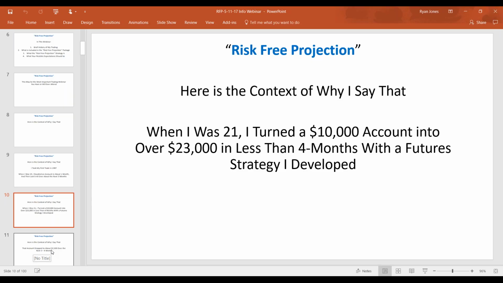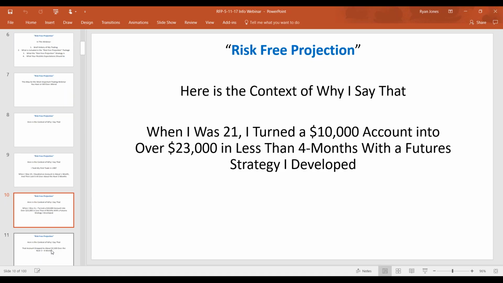So yeah, that's that. When I was 16, I went after it, and by the time I was 21, I had already had a tremendous amount of experience trading, so much so that I created my own strategy in the futures market, and I traded that strategy, and I was applying compounding to that strategy.